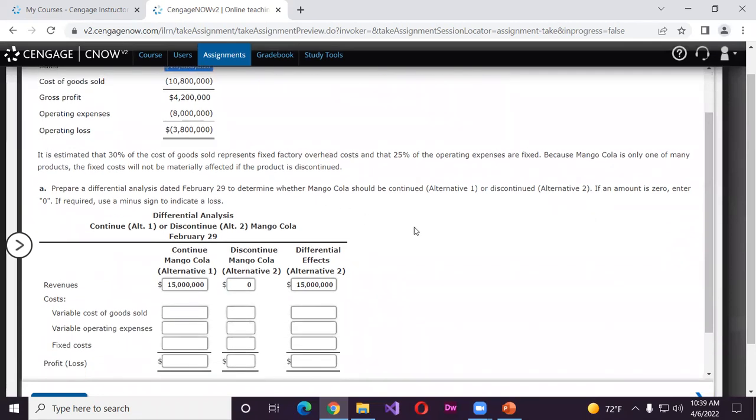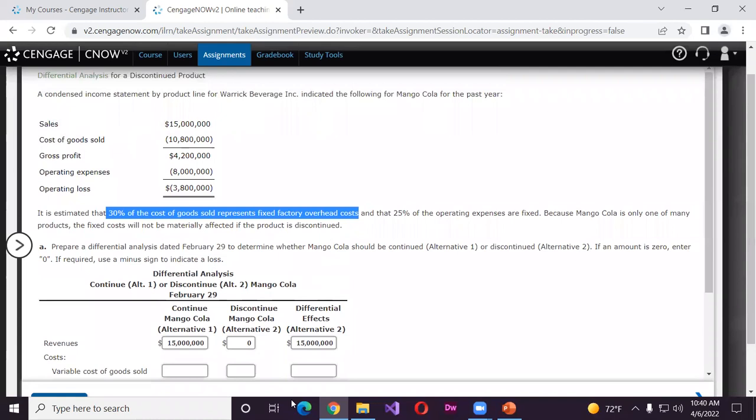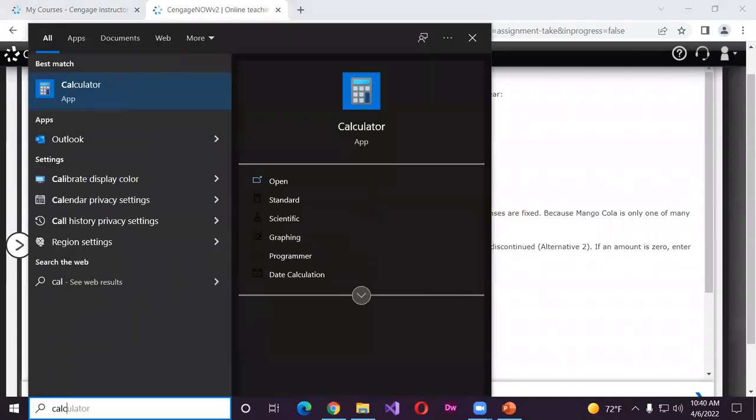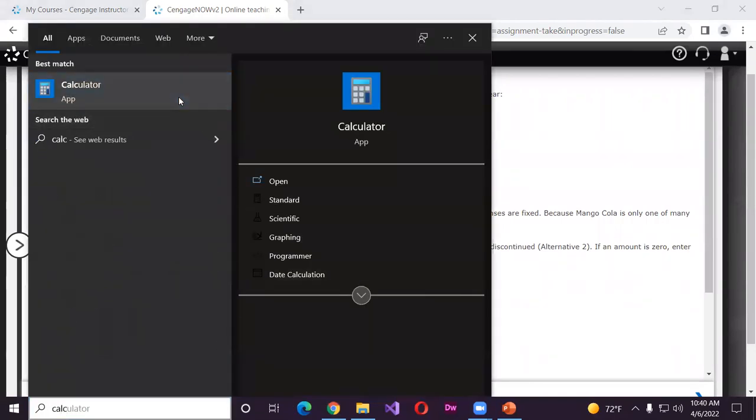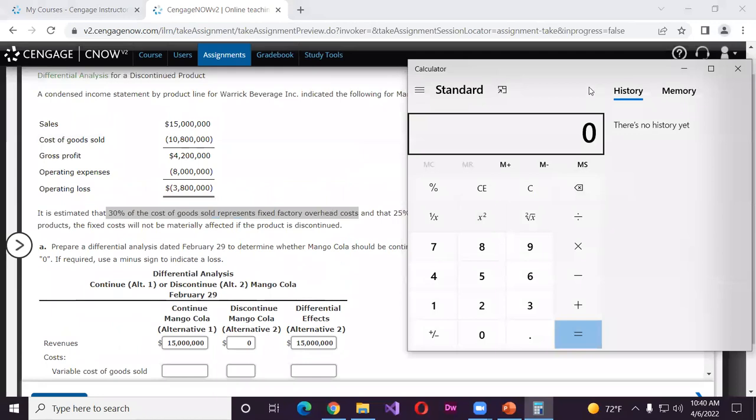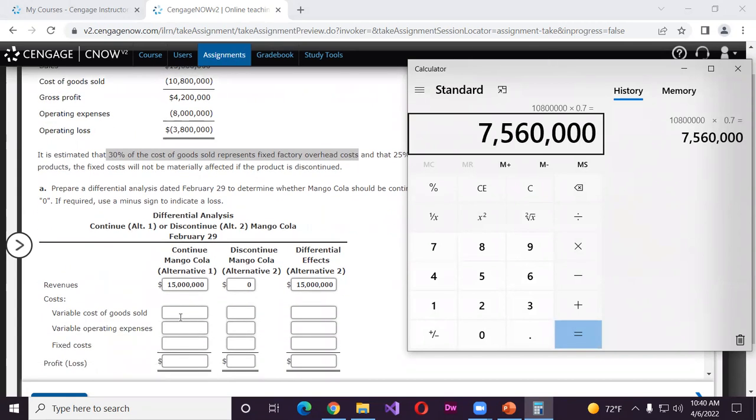All right. So our variable cost of goods sold. This tells us that 30% of the cost of goods sold represents fixed factory overhead costs. So 70% then is going to be variable. So I'm just going to take this 10,800,000 multiply that by 70% or 0.7, and that's going to be the variable cost of goods sold.